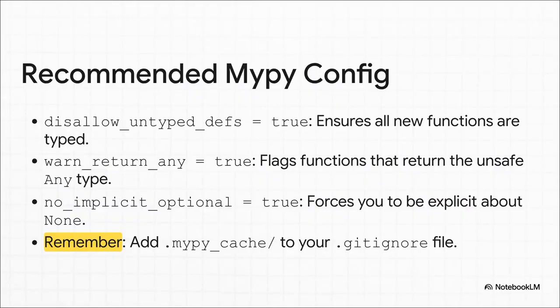Now to make MyPy really effective, you need a shared configuration file. By putting these rules right in your pyproject.toml file, you make sure the whole team is playing by the same rules. For example, disallow_untyped_defs = true. That is a powerful setting. It means any new function a teammate adds must have type hints. It just systematically raises the quality of your code over time and stops untyped code from creeping back in.